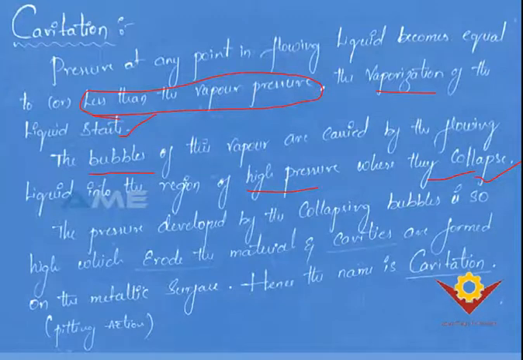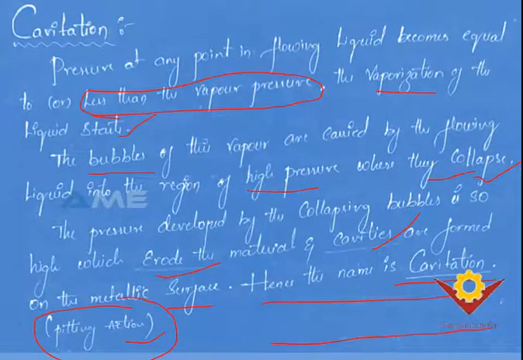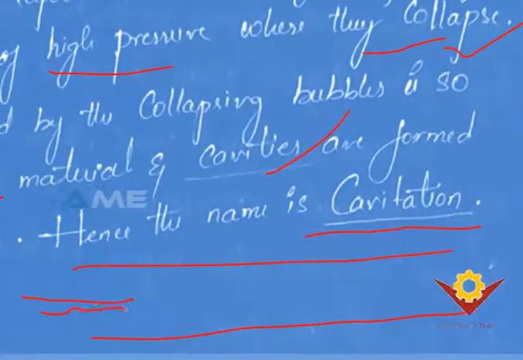Because of this collapse, the pressure developed by the collapsing bubbles is so high that it erodes the material, or cavities are formed on a metallic surface. Hence the name cavitation. And this action we call pitting action, where there is erosion and cavities forming.